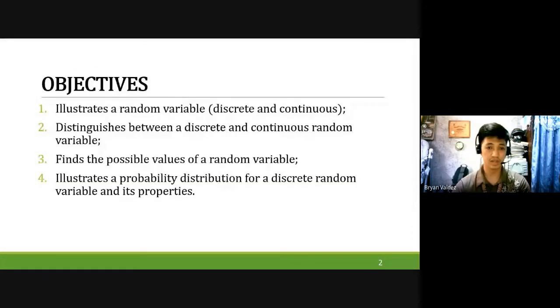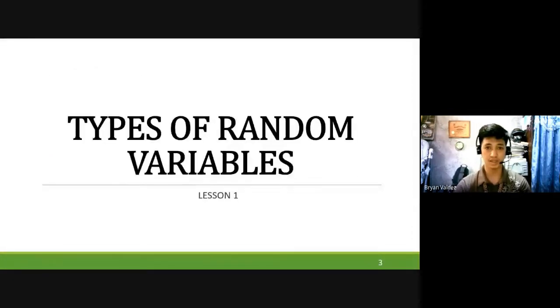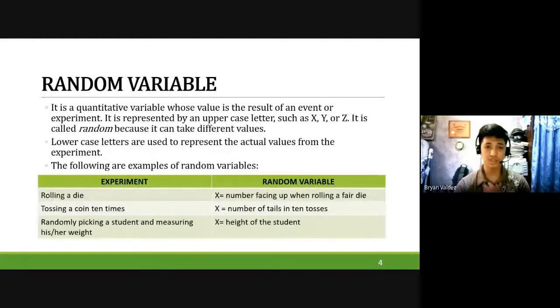Okay, so for our lesson number 1, it is types of random variables. So definition muna tayo ng random variable. It is a quantitative variable whose value is the result of an event or experiment. It is represented by an uppercase letter or variable such as X, Y, or Z, or any capital letter present in the alphabet. It is called random because it can take different values.